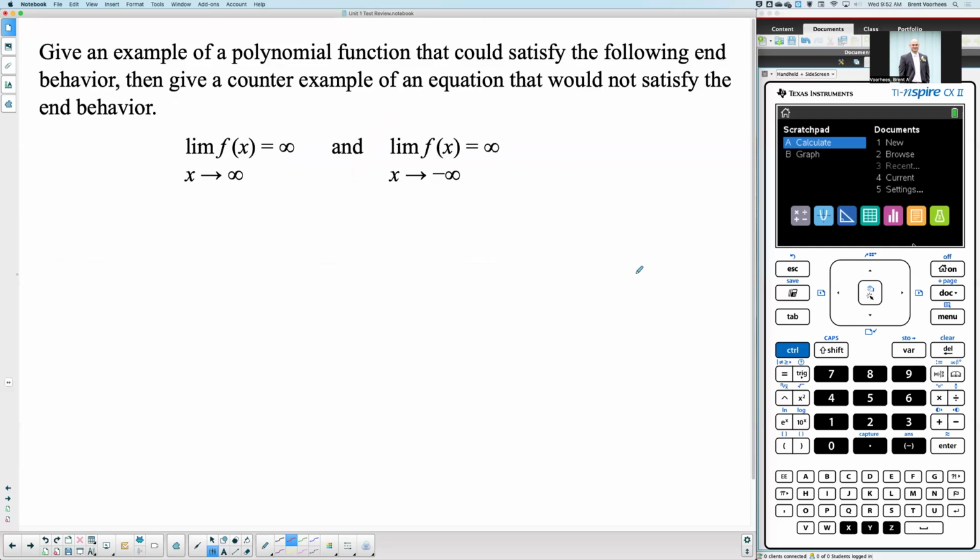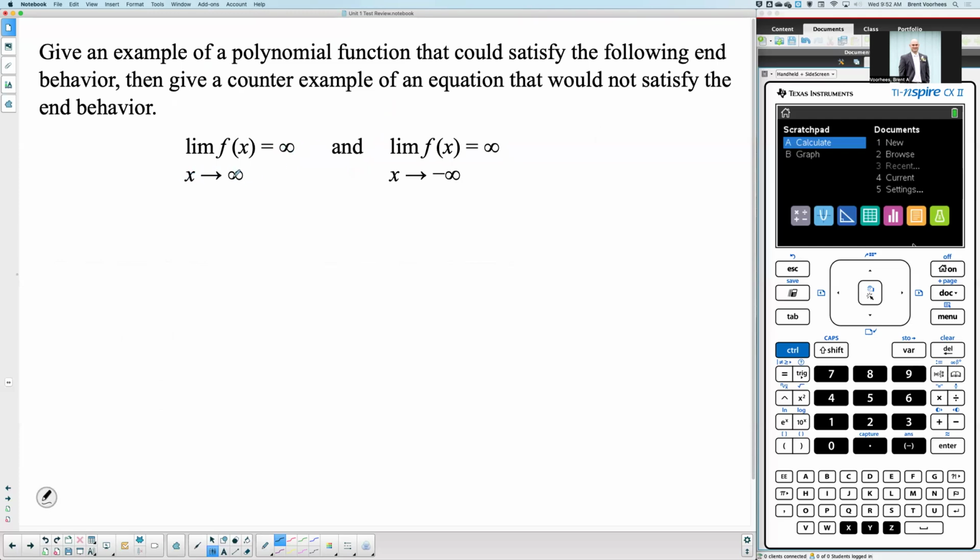Okay, how about this? Let's finish up with what we did last lesson. It says, give an example of a polynomial function that could satisfy the following end behavior. Then give a counterexample of an equation that would not satisfy. All right, so what I want you to do when you get this problem is I would encourage you to translate these symbols into what way the graph should be moving.